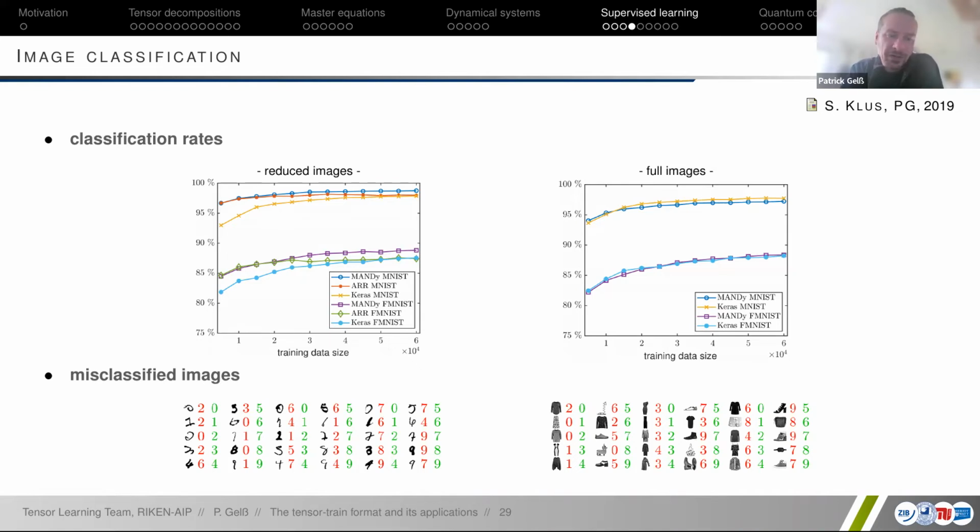What we can see is that we reached nearly, I think, 97.8% classification rate, which is quite good. There are some deep neural networks which get better results, but for the first try we were very happy that this worked out. We can see that the misclassified digits or images are sometimes very hard to recognize, even for humans. So these results show that tensor trains and this concept of tensor product-based basis decompositions have some potential for image classification and for regression.